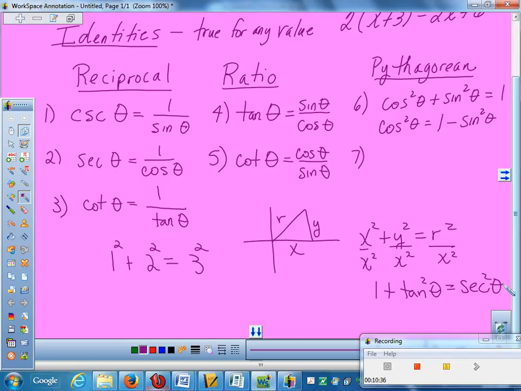By the way, thou shalt write an angle with every single trig function. We don't drop the angles off. There's a theta and x. I don't care. Pick your letter, but there better be a variable there. That is a big deal.